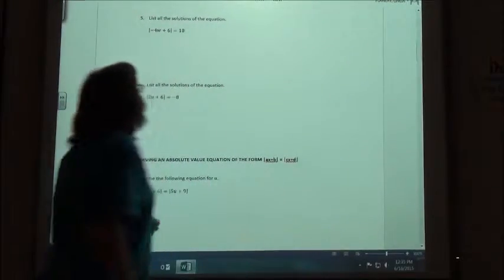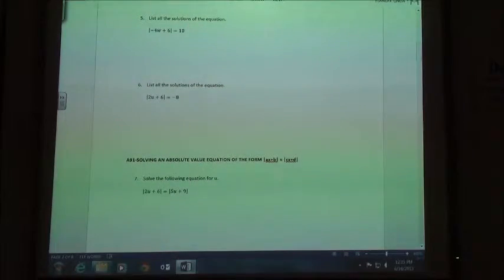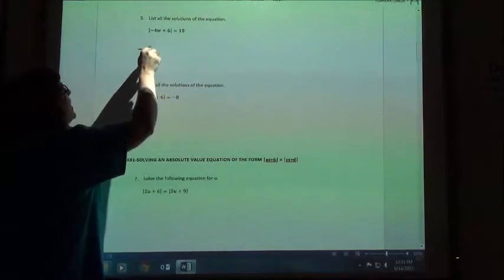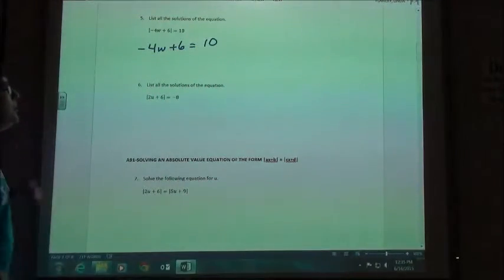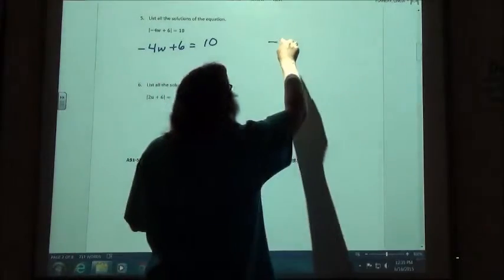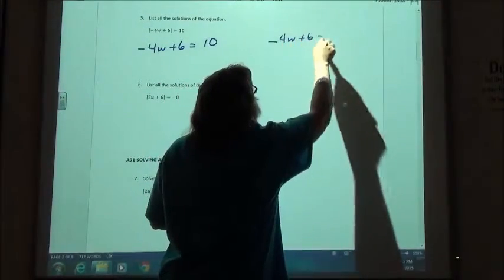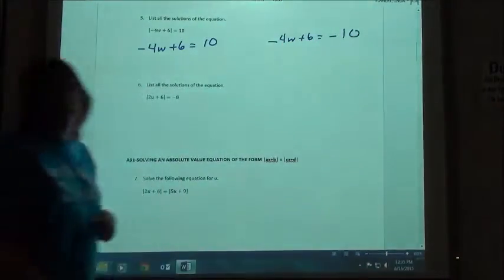So on number 5, same thing would hold true. That's equal to a positive 10, so you're going to write down two separate problems. Either the negative 4w plus 6 could equal the 10, or negative 4w plus 6 might equal the negative 10.